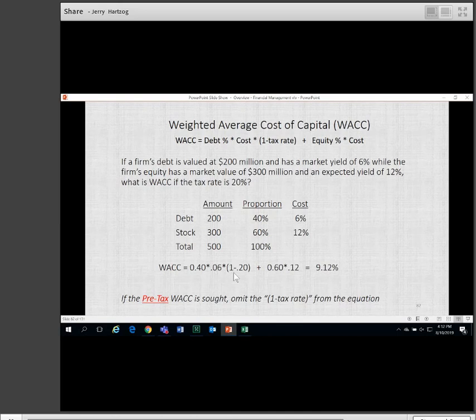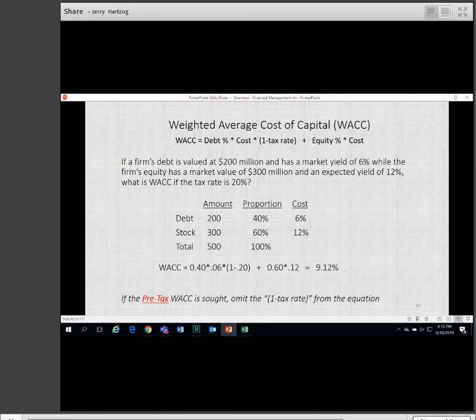And with debt, though, we need to multiply by that 1 minus the tax rate. And then for stock, 60% times the cost. So 60 times 12, this is 9.12. So again, if you just always remember the logic of proportion times cost plus proportion times cost, then you don't need that complicated formula they give you on the sidebar.